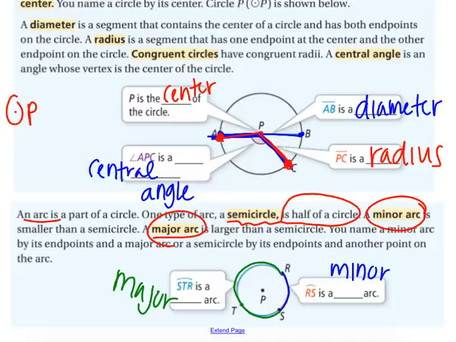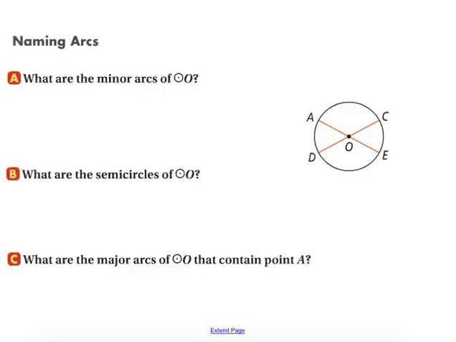Another way to tell is that for a minor arc, you only use the two endpoints to name it, so that's how we got arc RS. Whereas for a major arc, you use its two endpoints and then a point in between them, so that's how it's arc RST. So we have a major and a minor arc. Now let's practice doing some of those on our own.